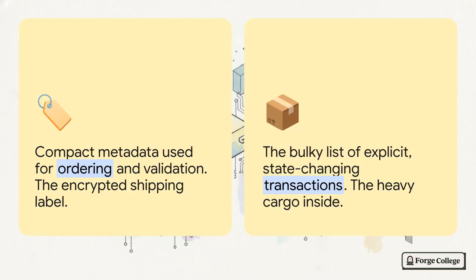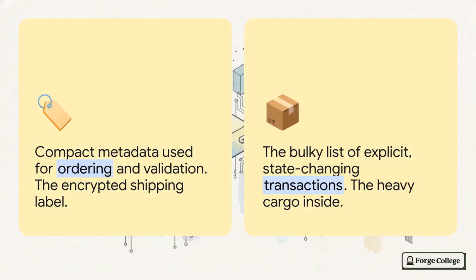Moving to Section 2, header versus the payload, the two fundamental parts. Now, if we dissect this block right down the middle, we get what I like to call the brain and the stomach. On one side, you have the header. Think of the header as a highly encrypted, very compact shipping label bolted to the outside of a massive container. It carries only the minimum metadata required to reference and verify what's inside.